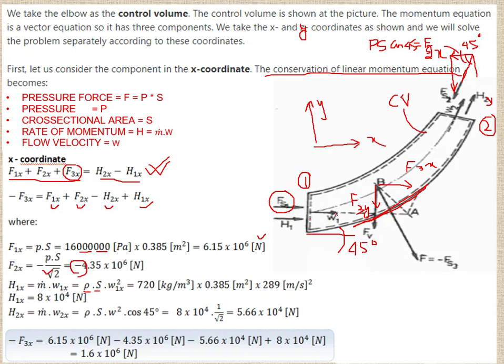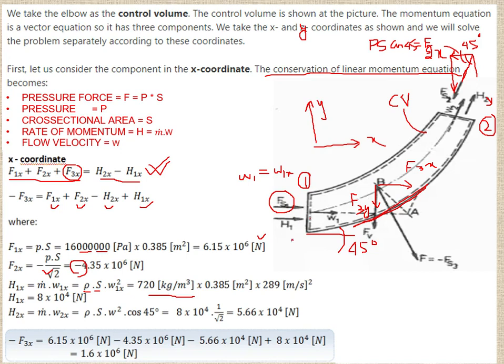That is W1. W1 is acting in the x direction, right? So W1 and W1x are the same. Here, W1x and W1x squared, so it becomes rho S W1x squared. We substituted the values because all the values are given, and finally we end up with the rate of momentum at the inlet of the elbow, at point 1, equal to 8 into 10 to the power 4 Newton.